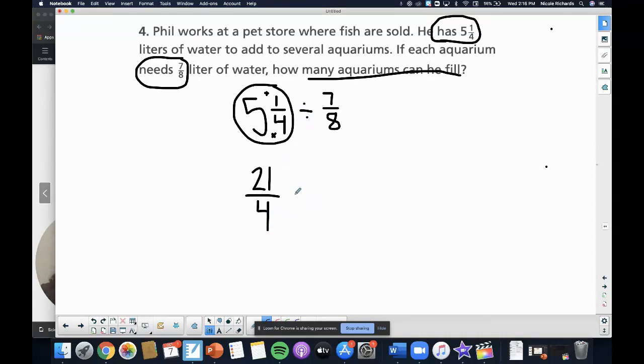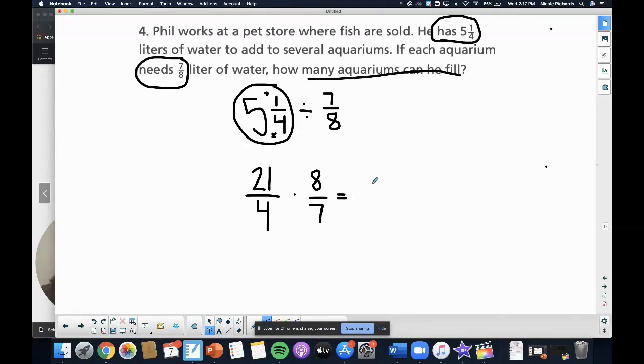Now we want to do the reciprocal of divide, dot for multiply. Reciprocal of our divisor makes that 8/7. So now we can go ahead and we can multiply here. 21 times 8. I don't know 21 times 8 off the top of my head. So that sounds like a problem I would need to do.